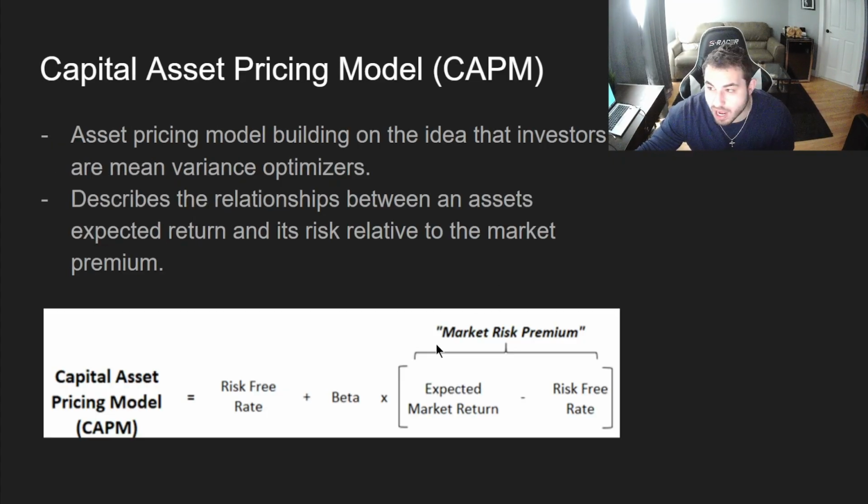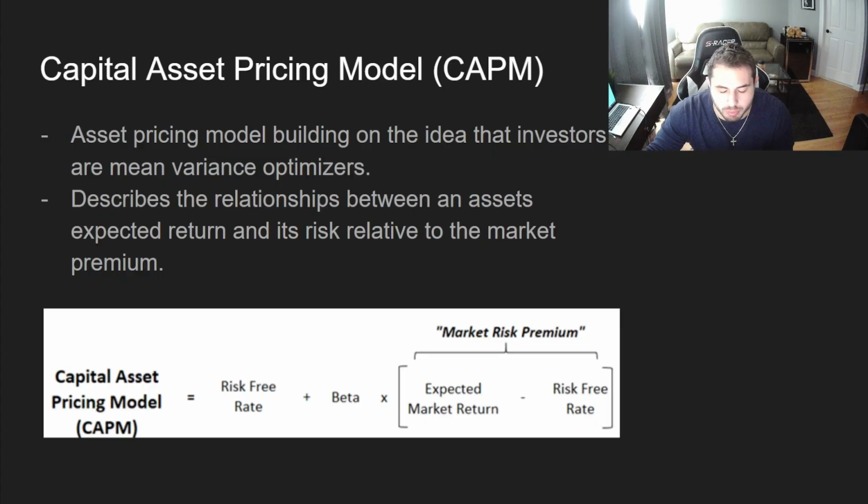So here I want to talk now about CAPM. This is going to be the most basic asset pricing model, right? So basically, this is intended to be a testable prediction of the mean variance framework. It builds on the idea that investors are mean variance optimizers. It basically describes the relationship between an asset's expected return and its risk relative to the market premium.